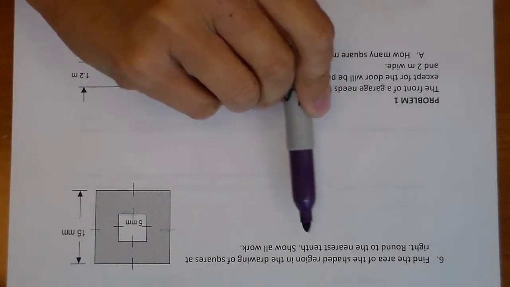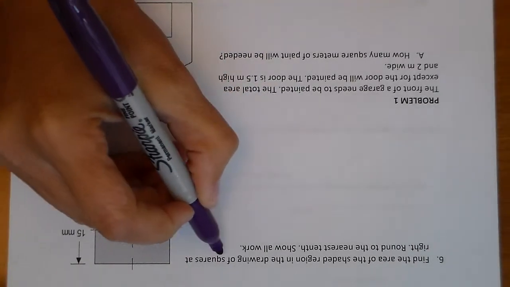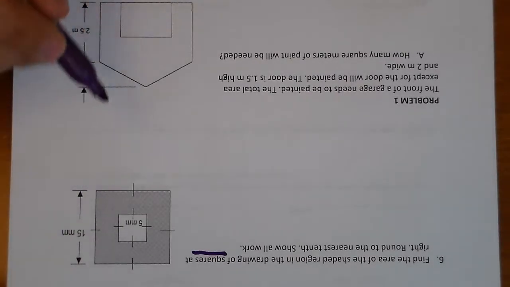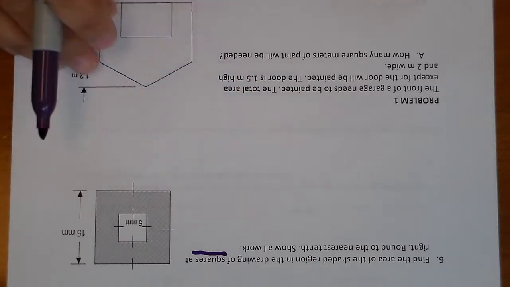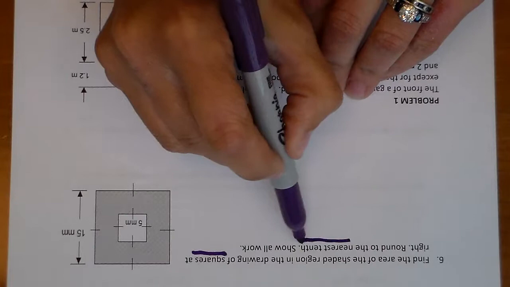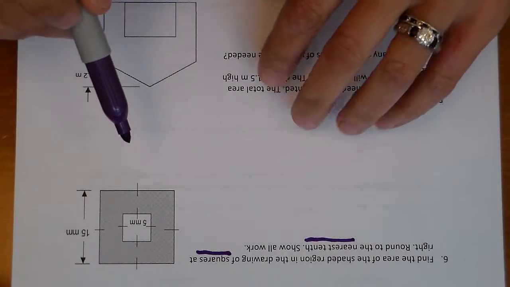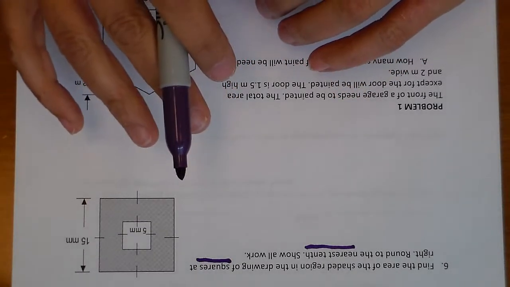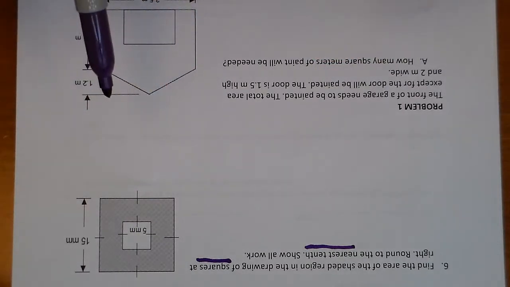And number 6 says find the area of the shaded region in the drawing of the squares at the right. So it tells you that they're squares. That's important because that information indicates that we have 4 right angles, and it indicates that all 4 sides are congruent. And it says that both are squares. So what we're going to do is round to the nearest tenth with our area. To find the area of the shaded region, basically I need to find the total area of the entire figure, and then imagine that the non-shaded region is a cutout.